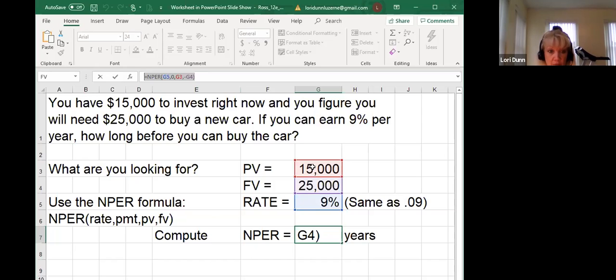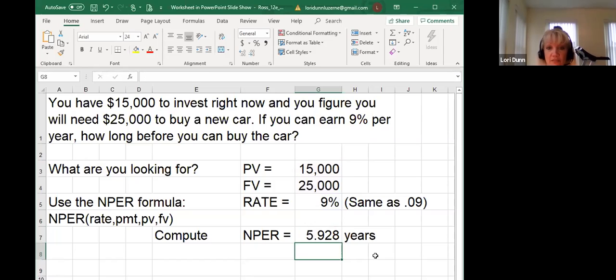G3 would be our present value. And take note, when we put the future value in, it has a negative sign. Now you could have done the opposite. You could have put it in as negative G3 and positive G4. So in our formula bar, we're just referencing the cell, in case we want to change a number in the cell, it's very easy to get a new NPER. You could use the actual numbers as well. And then we close it off and it gives us our number.